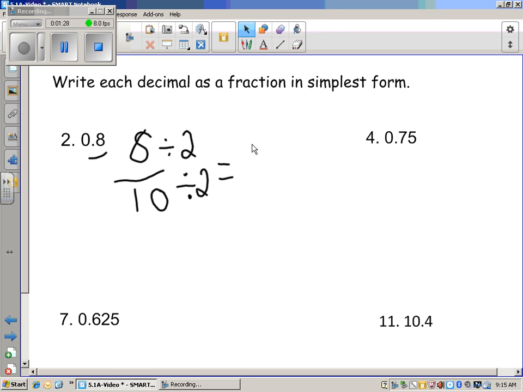Eight divided by 2 is going to give me 4 for my numerator, and my denominator is going to be 10 divided by 2, which is 5. That would be your answer for writing 0.8 in simplest form.